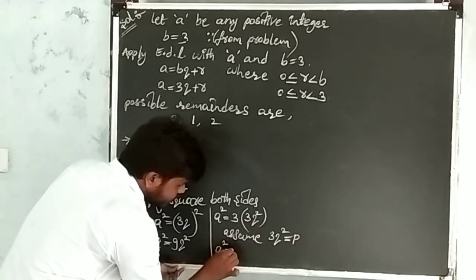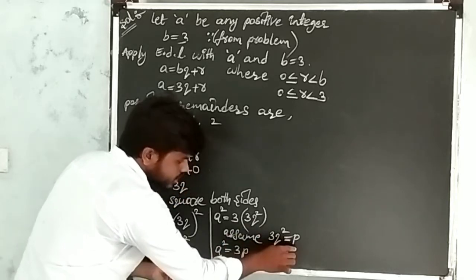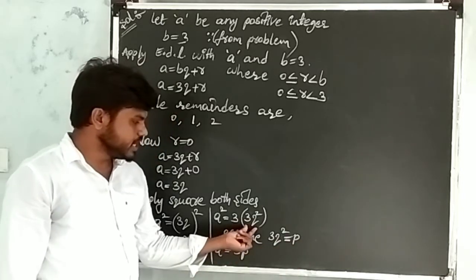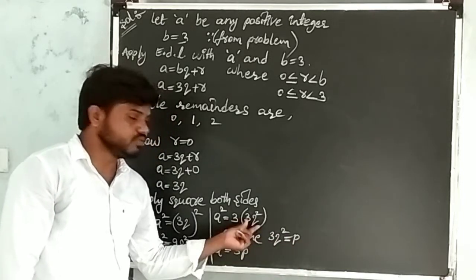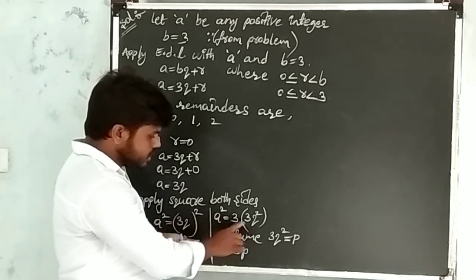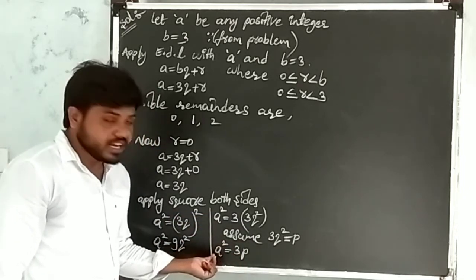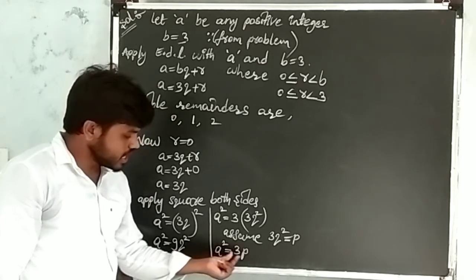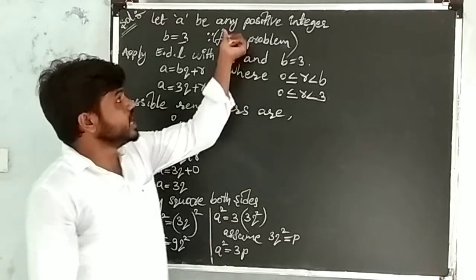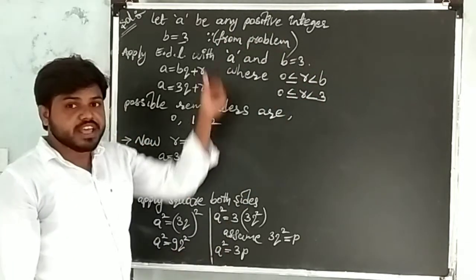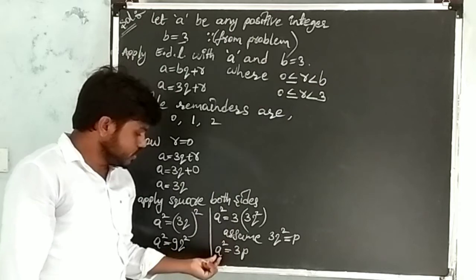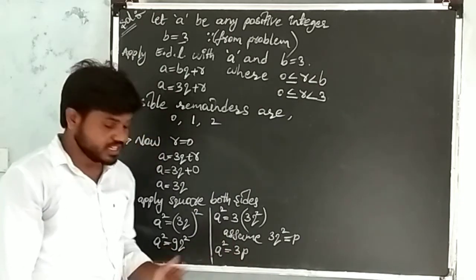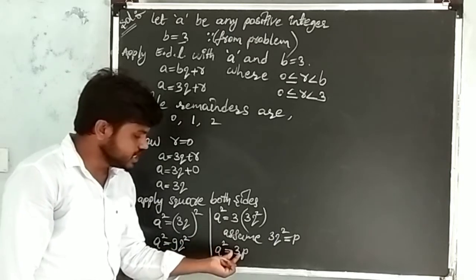A square equal to 3p. I assumed 3q square as p, and I wrote this p instead of 3q square. So a square equals 3p. When I did the square of a, I got the 3p form. Here a is any positive integer. So from this we can say the square of a positive integer is of the form 3p.